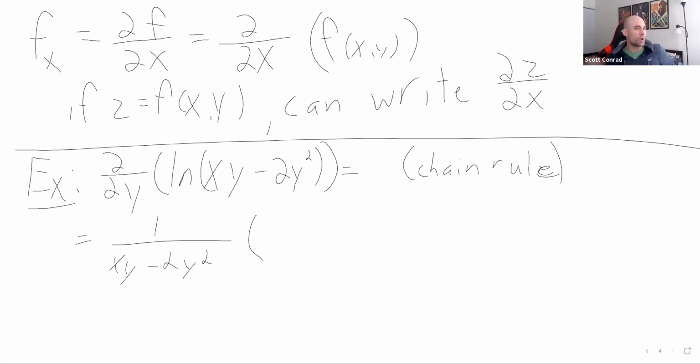So if we look at the inside, we treat x as a constant, differentiate with respect to y. What happens to xy minus 2y squared? So xy, when we take the partial with respect to y, what do we get? Treat x as a constant, differentiate with respect to y. xy becomes x. And minus 2y squared becomes minus 4y. So we get x minus 4y times 1 over that. So we get x minus 4y over xy minus 2y squared.